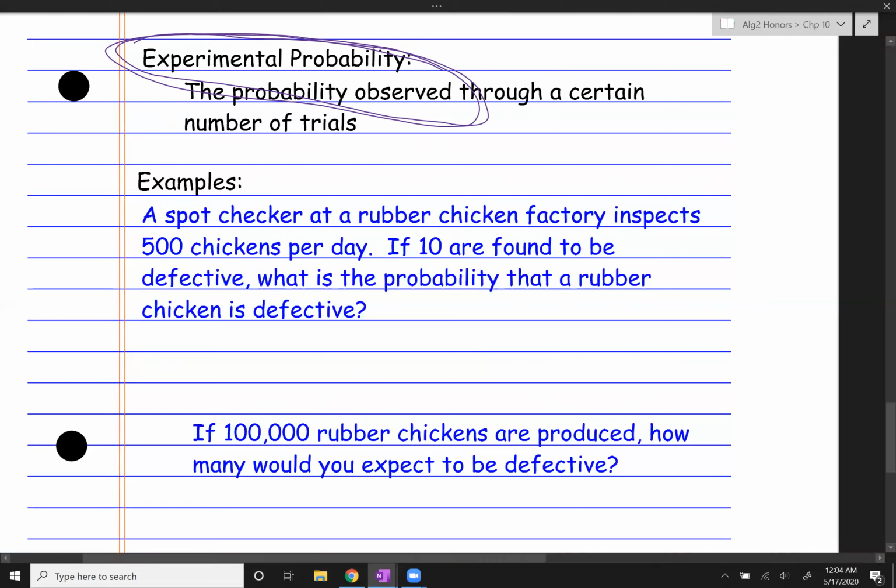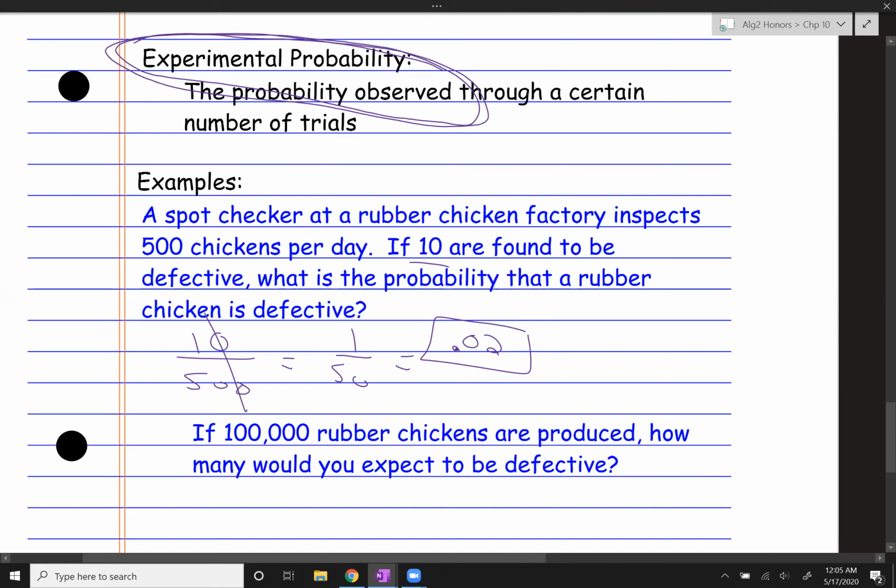So spot checker, rubber chicken factory, inspects 500 chickens per day. 10 are found to be defective. What's the probability the rubber chicken is defective? Well, how many were defective? 10. How many got checked? 500. All right, so that's 1 out of 50. Here, we may want to use some decimals. Okay, so that's 0.02. That's pretty good, right?